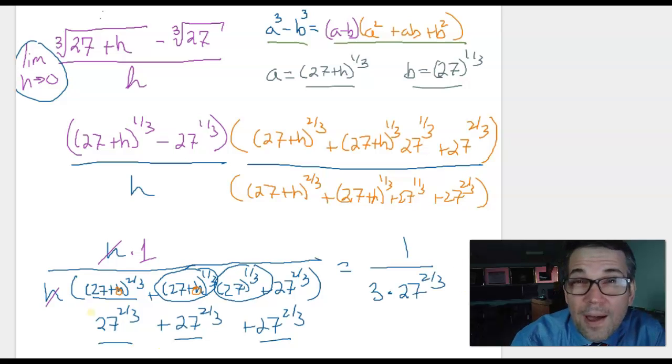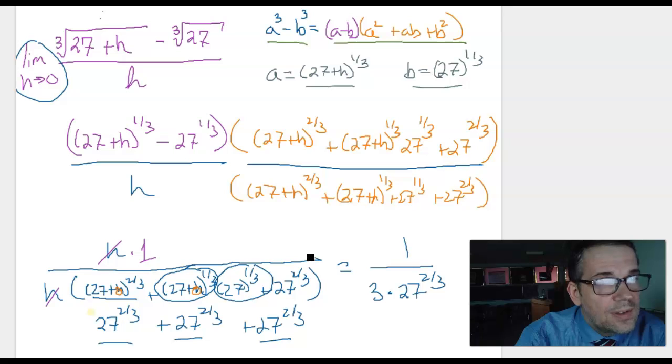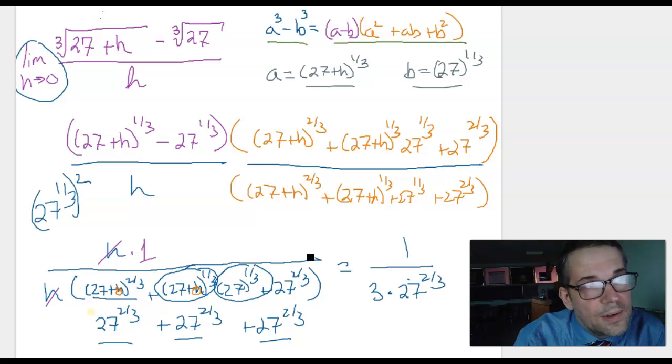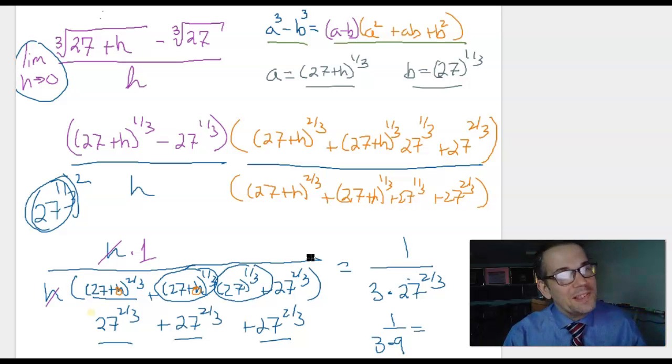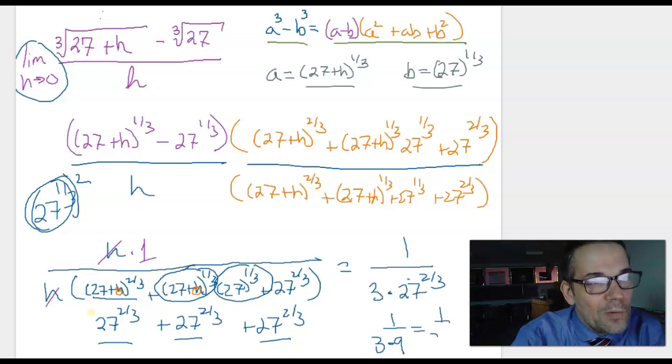And maybe you remember how to evaluate 27 to the 2/3. The best thing to do is figure out a number that can multiply by itself 3 times to give you 27 and then square that number. So this would be equal to 3. I'd square that 3 to get 9. So I have 1 over 3 times 9. And then here's where I promise you this is just a coincidence, that it ends up being 1 over 27.